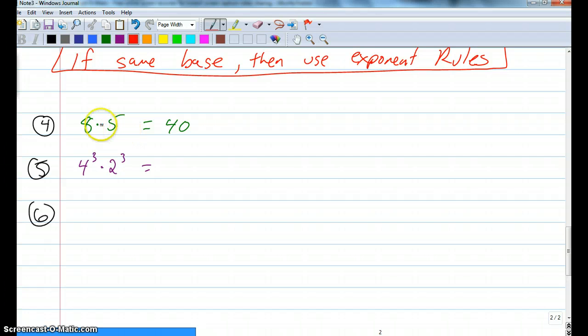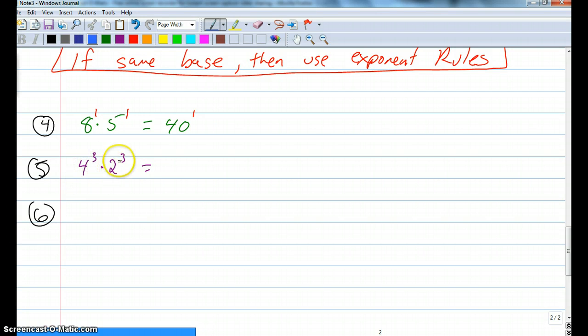Let's go back to number 4. When we did 8 times 5, what's the exponent on 8? Even though you can't see it, there is a 1 there. And the exponent on 5 is also a 1. So 8 to the first times 5 to the first is 40 to the first power. So check this out. As long as they have the same exponent, we can employ that here.